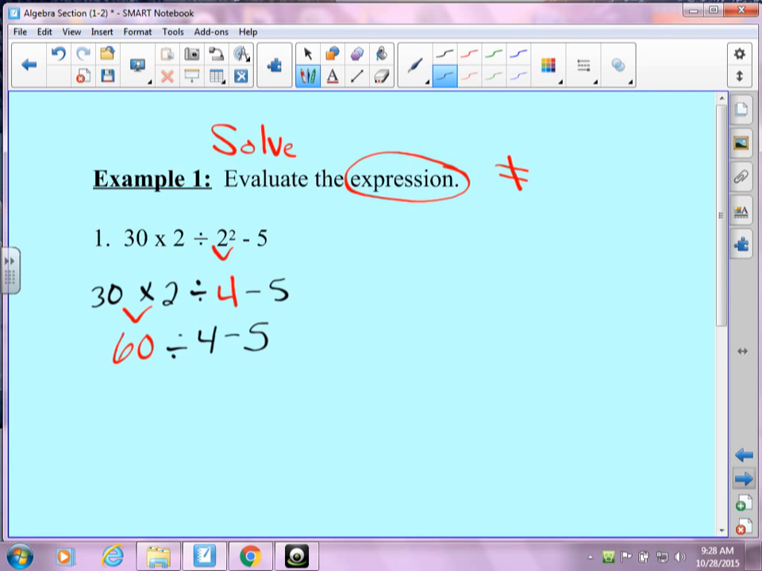Okay? Go back to my list. Do I have parentheses? No. Do I have exponents? No. Do I have multiplication, division? I do. What do I have? Division, left to right. So 12 divided by 4 is?